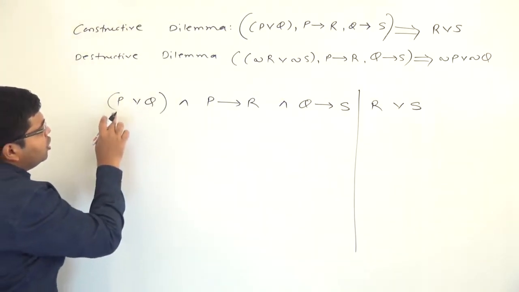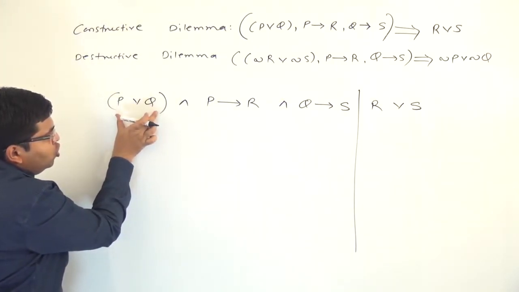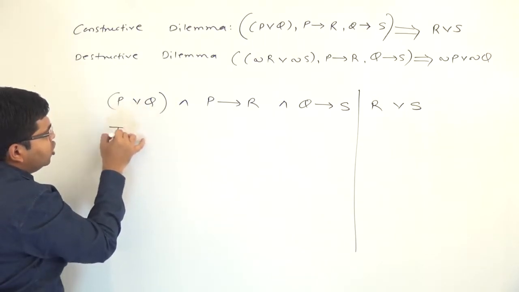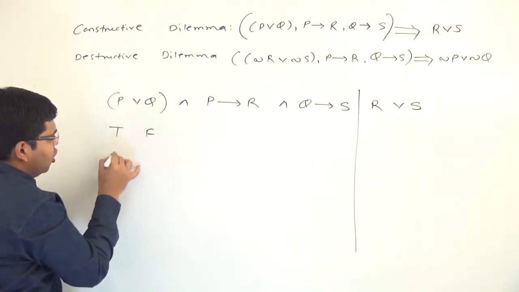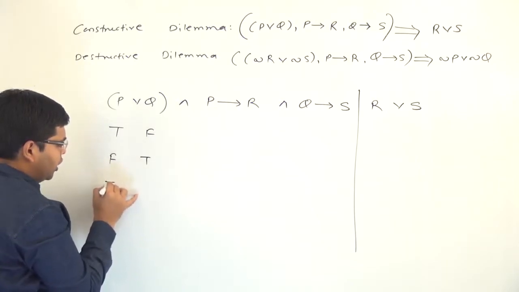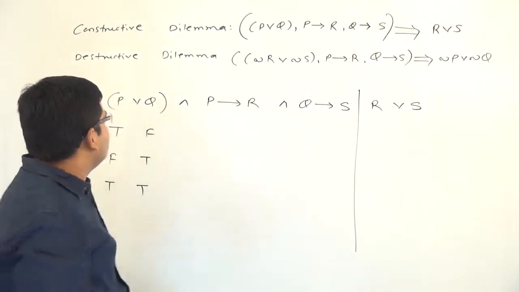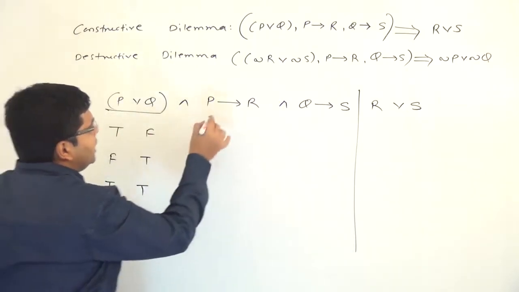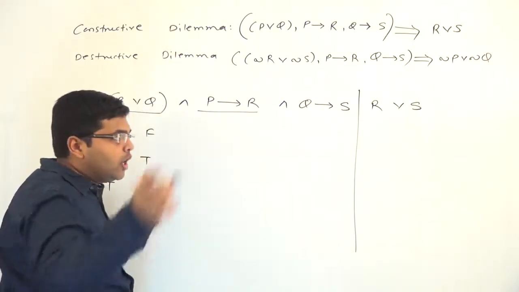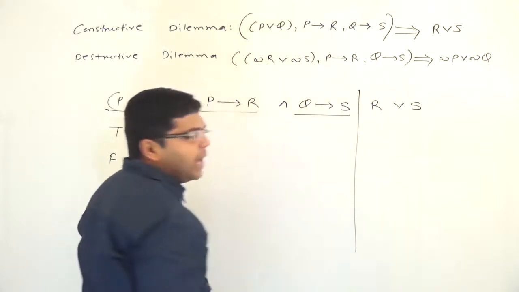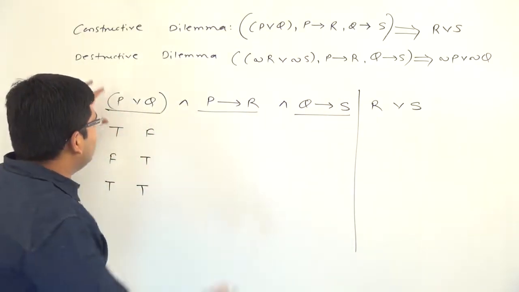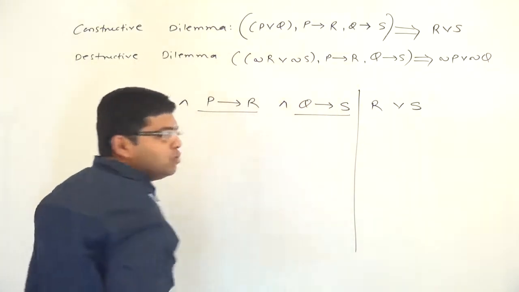Now in order for this P or Q to be true, it should be either true false, or false true, or it can be true true, because it's a disjunctive term. So P or Q should be true, at the same time P implies R should be true, at the same time Q implies S should be true. Then and only then will this entire left hand side become true.